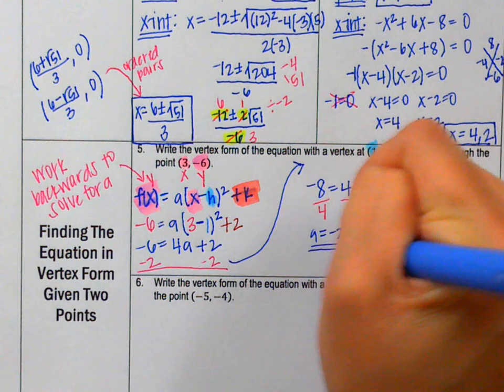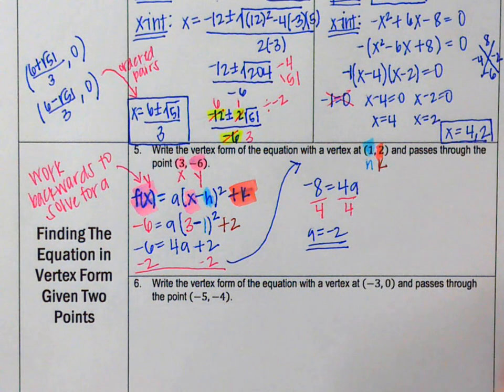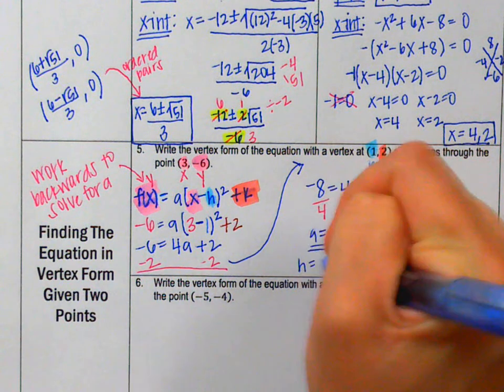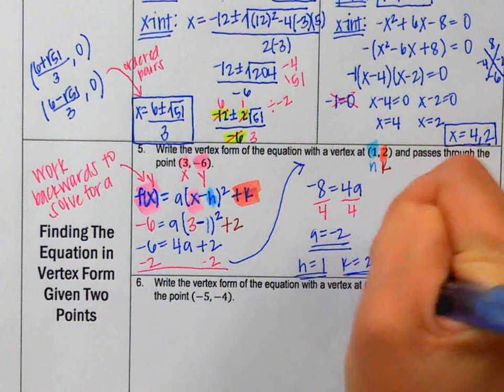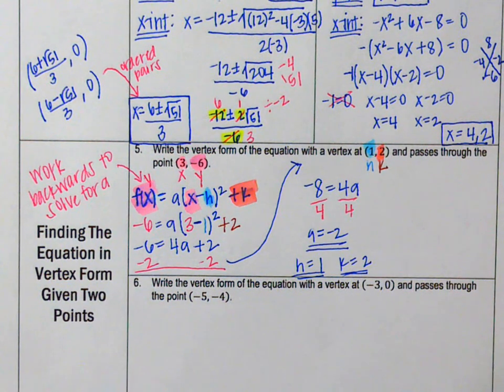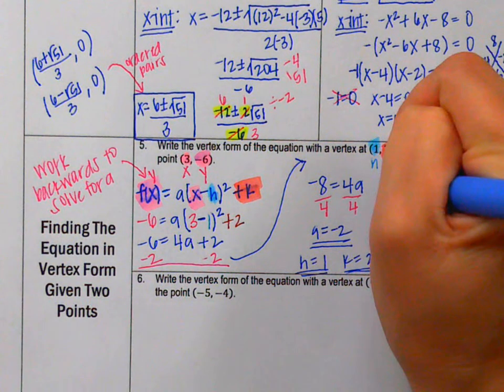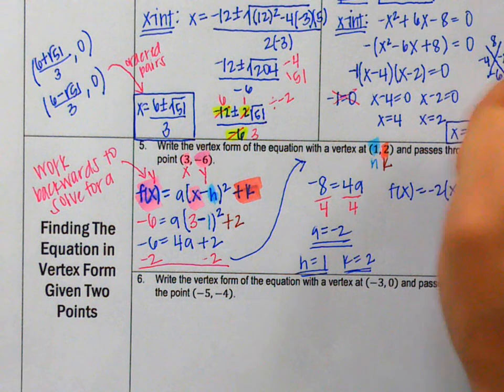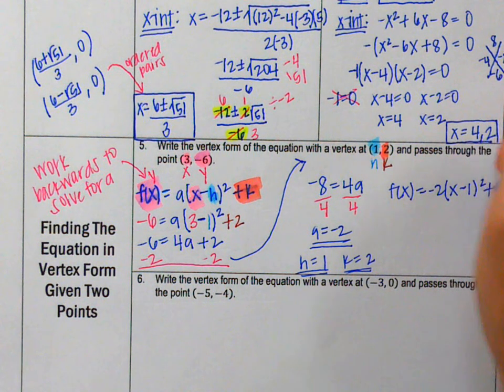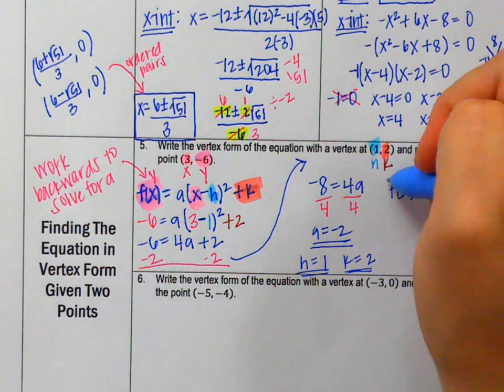So now that I have my a value equal to negative 2, I know that my h value is equal to 1, my k value is equal to 2. I can plug in what I have into vertex form and go from there. So that's exactly what I'm going to do. So f of x equals a, negative 2, x minus 1 squared plus 2. And that's my final answer.